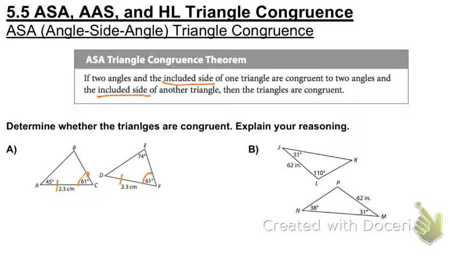And which angle do we specifically need? Angle B and angle D are the two we don't know. We specifically would need angles A and D to be congruent. Why would we need specifically angles A and D to be congruent for this to work? Because then the side would be in the middle between the two. It would be the included side.